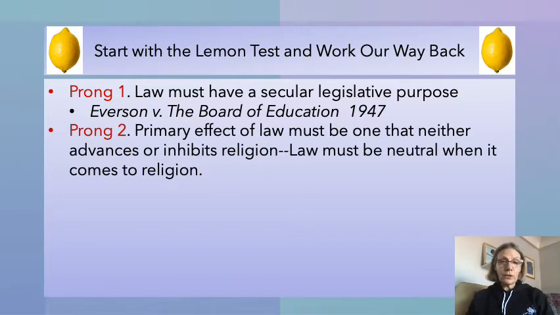For a law to be constitutional, in other words, not violate the Establishment Clause, under prong two, the primary effect of the law must be one that neither advances nor inhibits religion. It cannot be negative against religion, and it cannot advance it. The law must be neutral when it comes to religion. So it must have a secular purpose, and the law must be neutral.